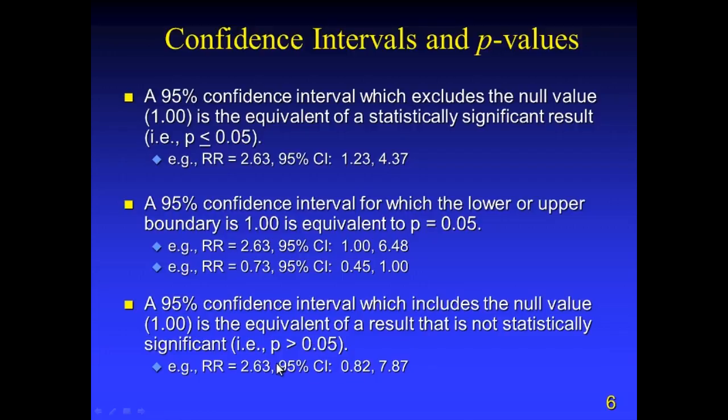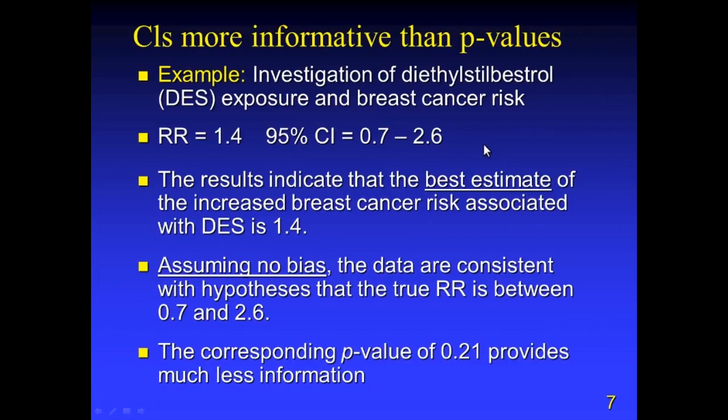And then we have the other situation where the confidence interval includes 1, the null value. Then we can infer that the corresponding p-value would be greater than 0.05. So these are the three general situations that we find with confidence intervals and p-values. But we'd usually say that the confidence interval is more informative, generally speaking, than the p-value. And this next example illustrates it.